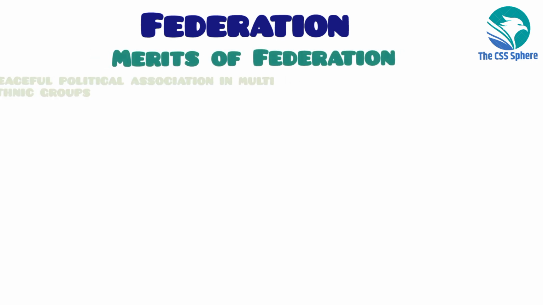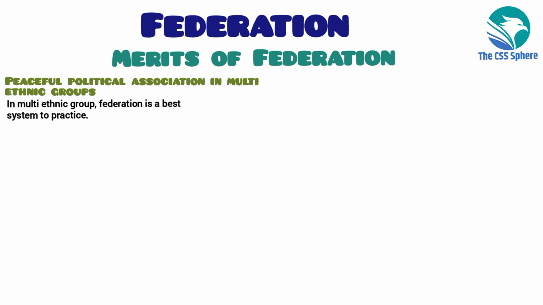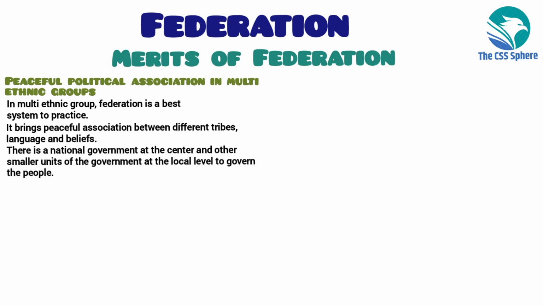So let's talk about the merits first. Federation brings peaceful political association of multi-ethnic groups. In a multi-ethnic nation, federation is the best system of government to practice because it brings about a peaceful political association between people of different tribes, languages, and beliefs. This is so because there is a national government or the center and other smaller units of government at the local level to govern the people.